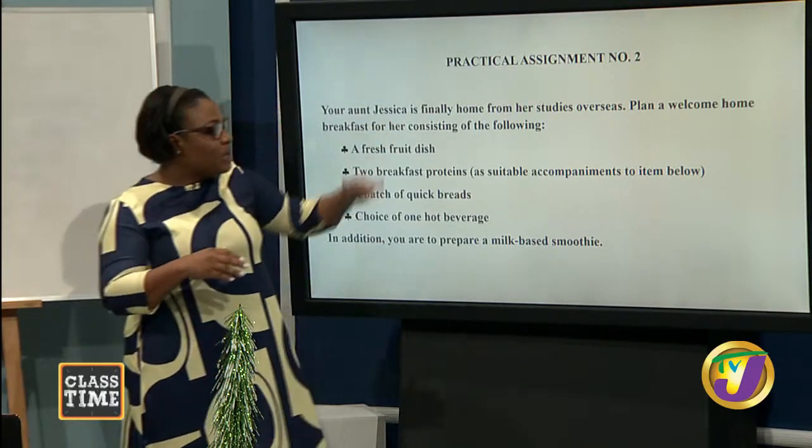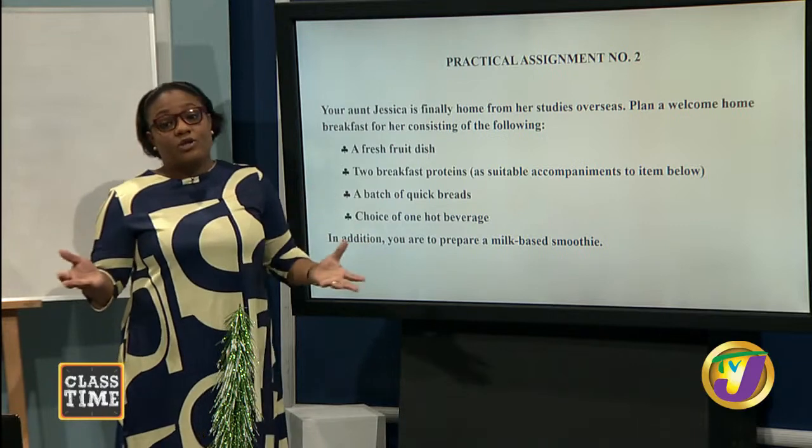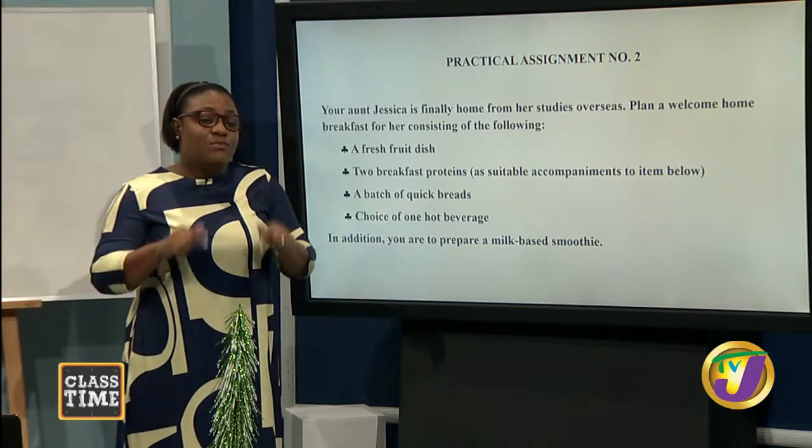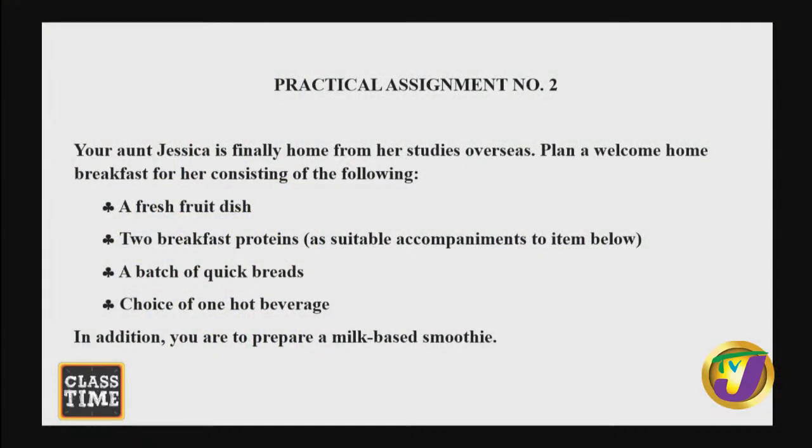And this is now, at the bottom now, this is where you'll put in the task that has been given to you. Now I'm deliberately choosing the actual SBA number 1 task. This is a task that has been given by CSEC. And it reads, your Aunt Jessica is finally home from her studies overseas. Plan a welcome home breakfast for her consisting of the following. A fresh fruit dish, 2 breakfast proteins, as suitable accompaniments to the item below. And the item below is a batch of quick breads and choice of 1 hot beverage. And in addition, you are to prepare a milk-based smoothie.